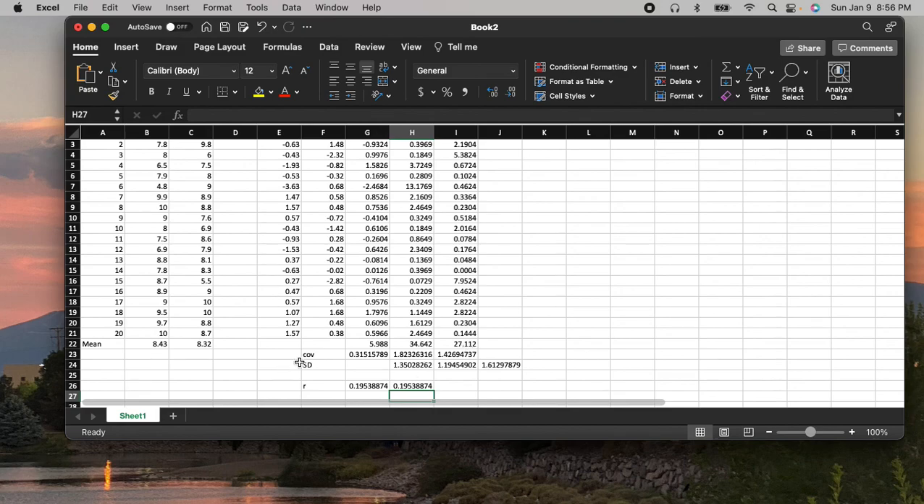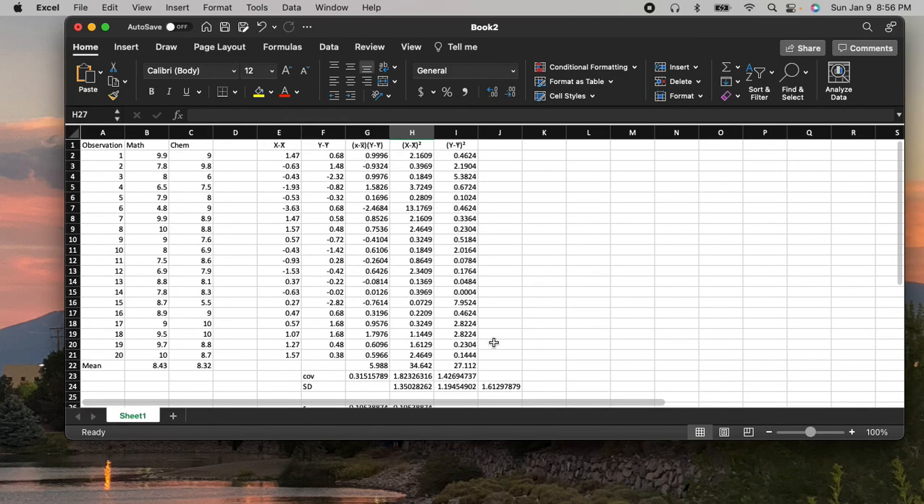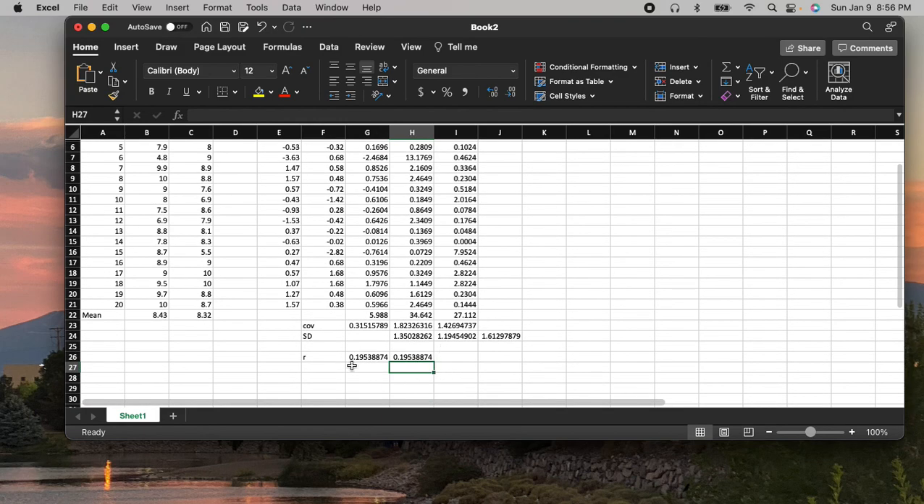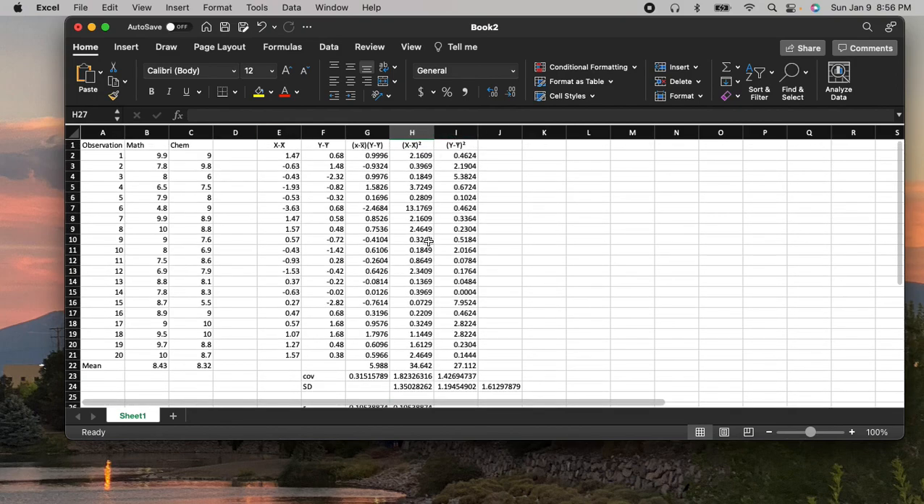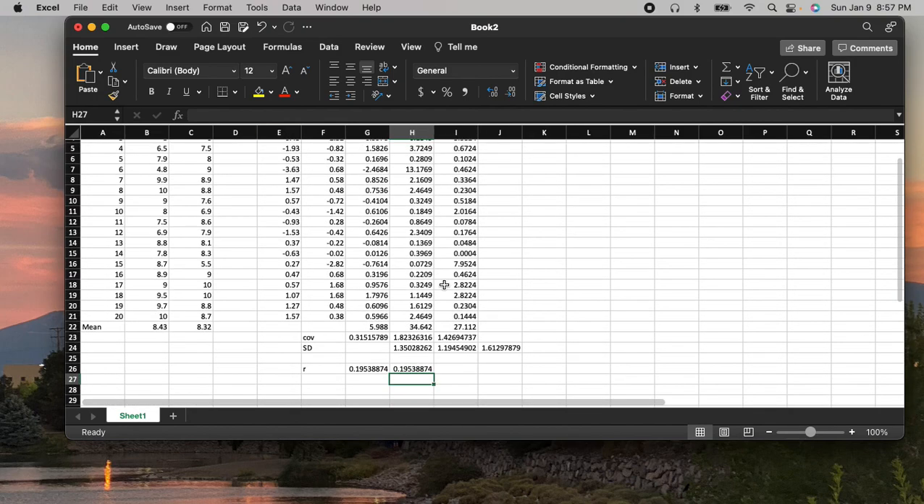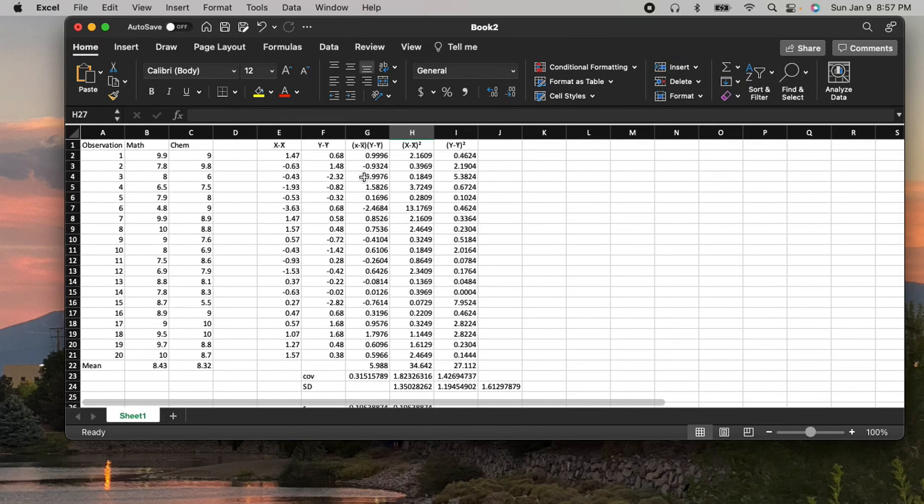So again, this is how you find the correlation between two different data sets. We can use the formula, which is what I did here. It took a little bit longer. Or you can have Excel do all the calculations: you type equals CORREL, pick your data, and Excel will do everything for you.